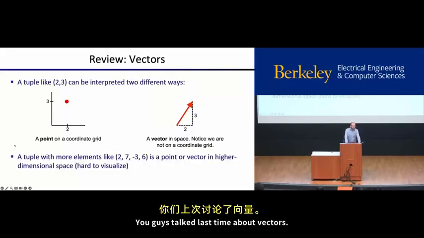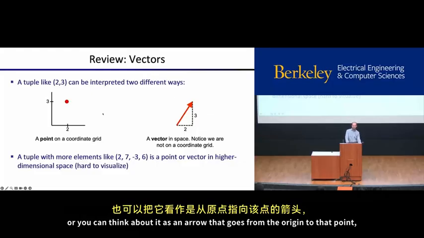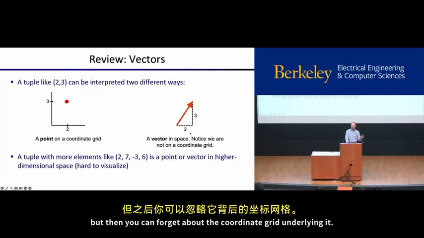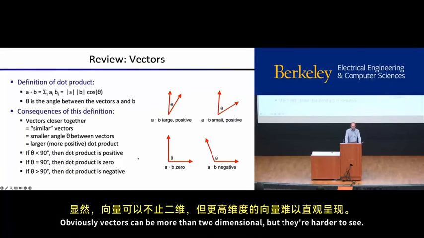Okay, you guys talked last time about vectors. If you have a tuple like this, you can think of it as a point on a coordinate grid, or you can think about it as an arrow that goes from the origin to that point, but then you can kind of forget about the coordinate grid underlying it. Obviously, vectors can be more than 2-dimensional, but they're harder to see.